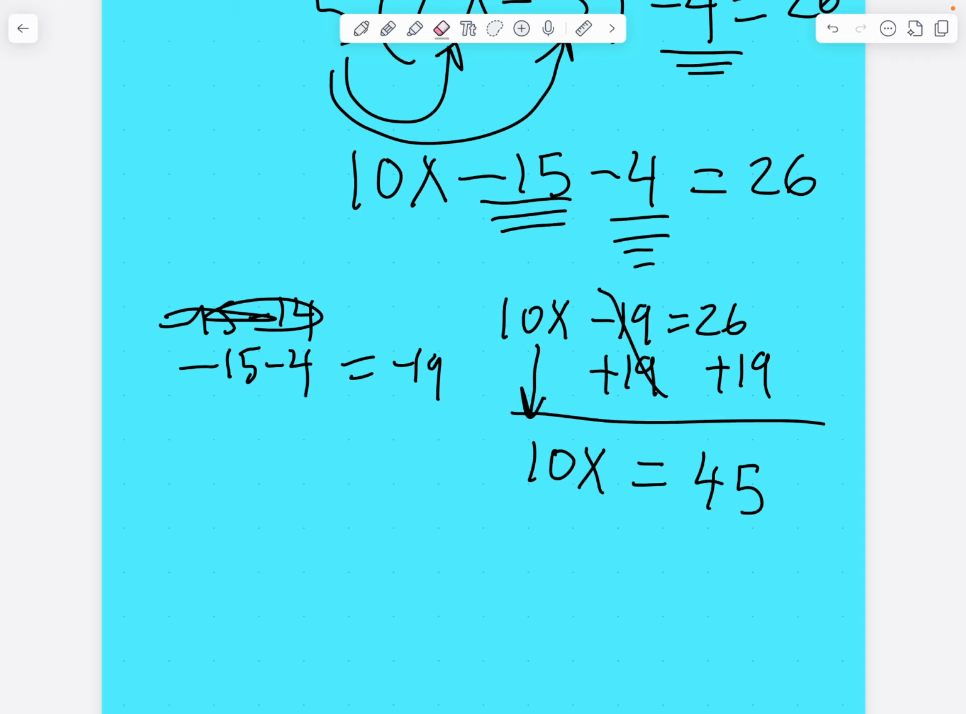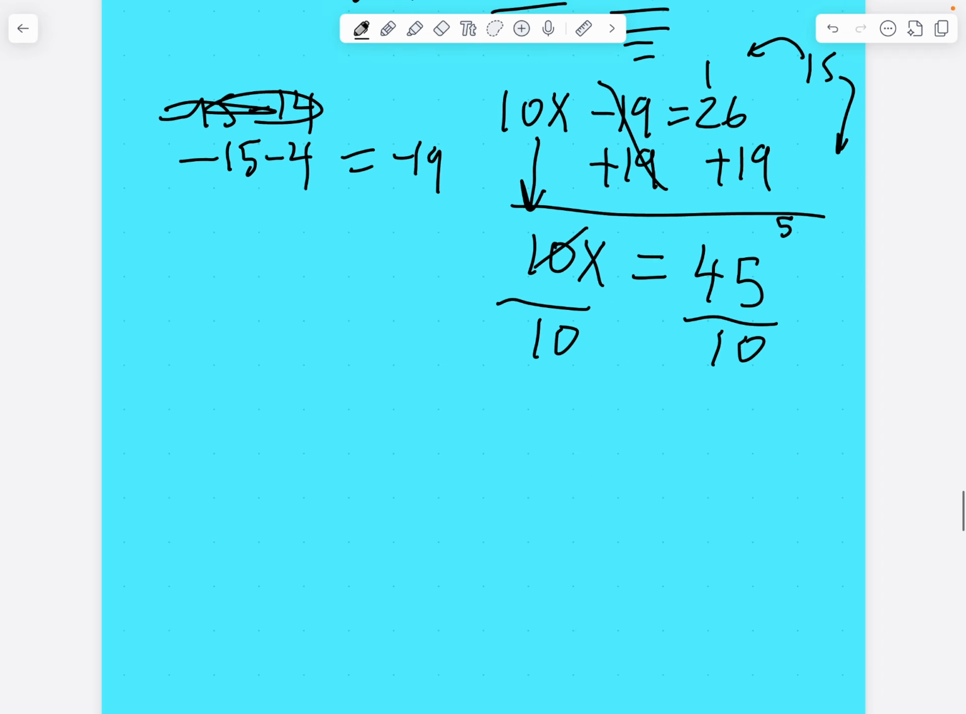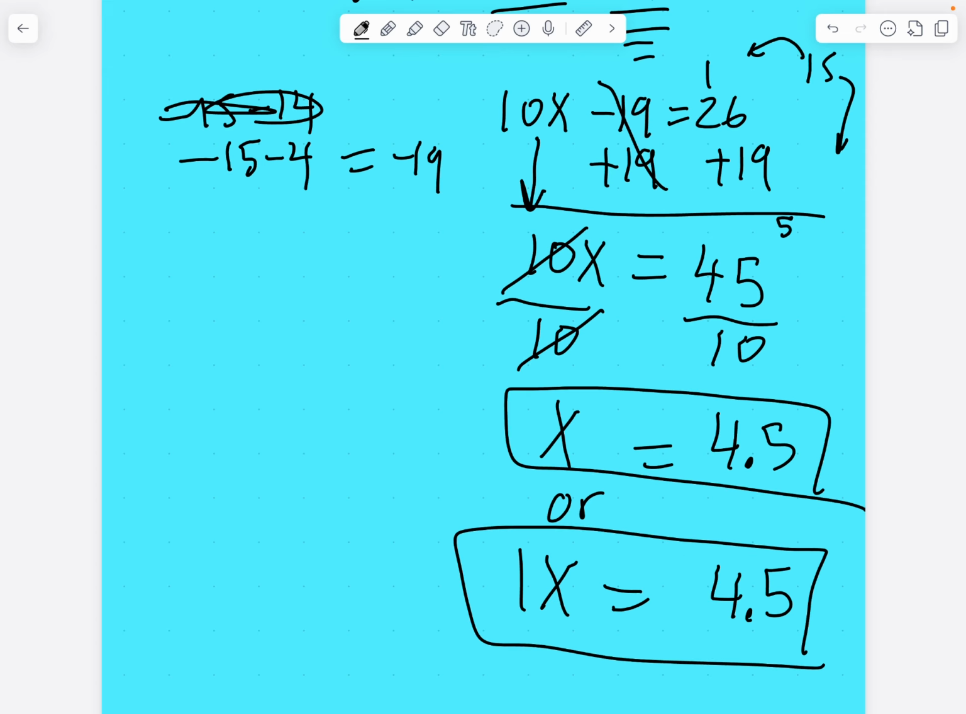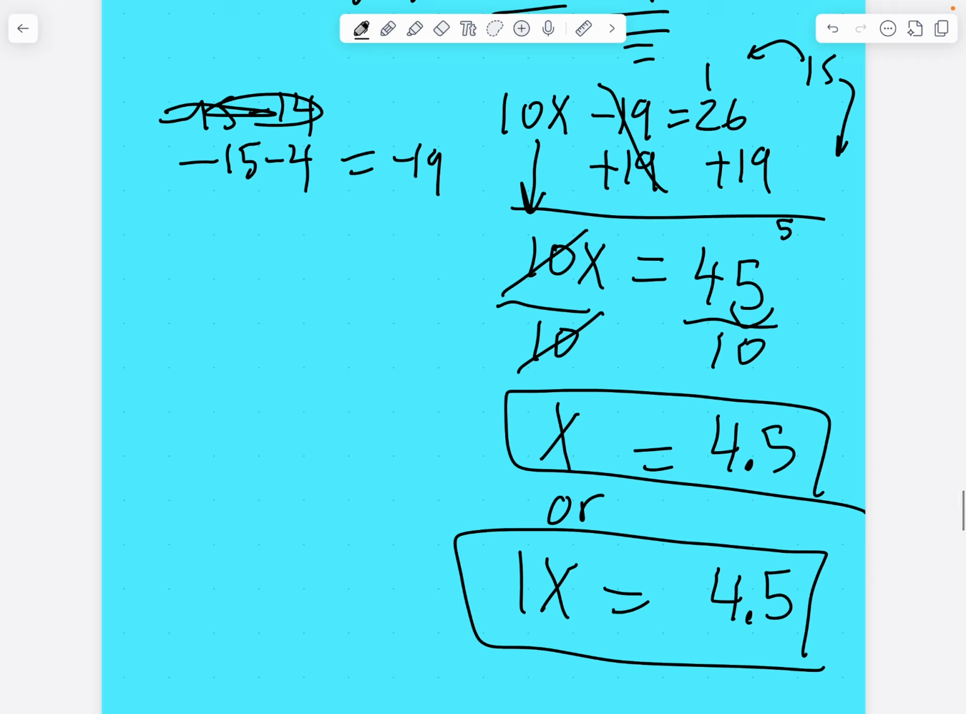Because 9 plus 6 is 15. I put a 5 right there. Carry the 1. I'm going to divide both sides by 10, because I don't want to know what 10x is. I got to know what x is for the problem. 10 divided by 10 is x, so you can say x, or 1x equals. And the answer is 4.5. And I just knew that from a calculator. So these are the same thing. You just move the decimal point one place to the left.